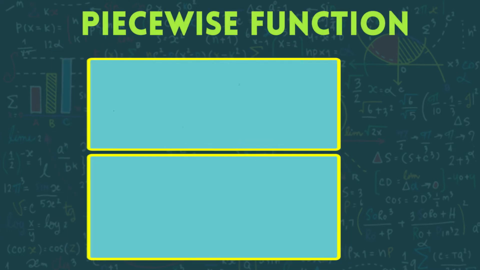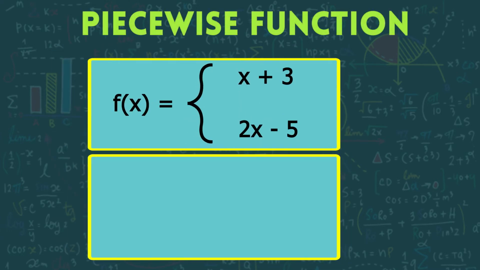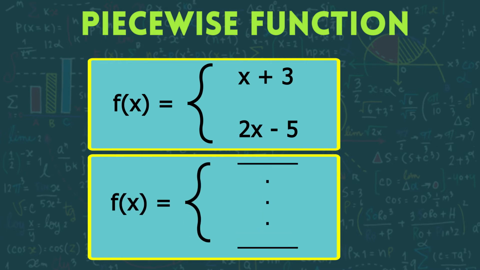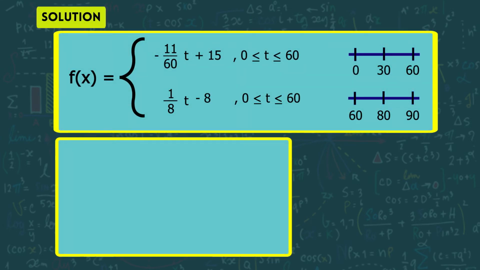A function that is defined by two or more equations over a specified domain is called a piecewise function. For example, use the following function p(t). Find p(30) and p(80). When t equals 30, use the first line of the piecewise function. Then substitute t with 30.